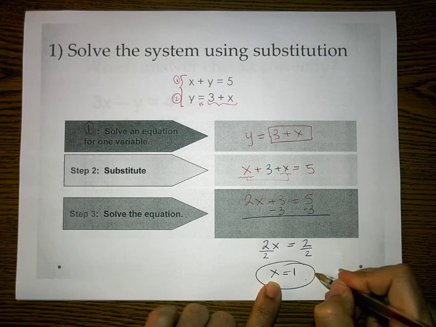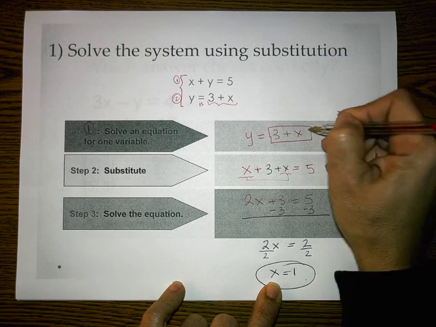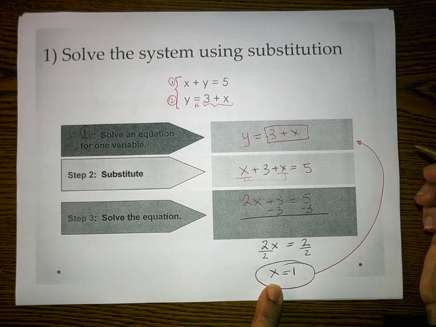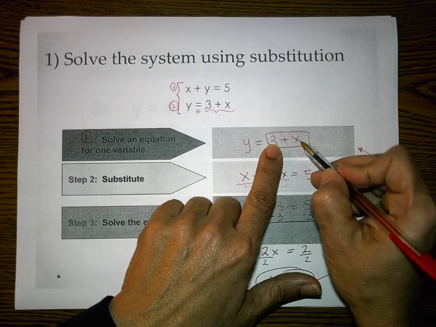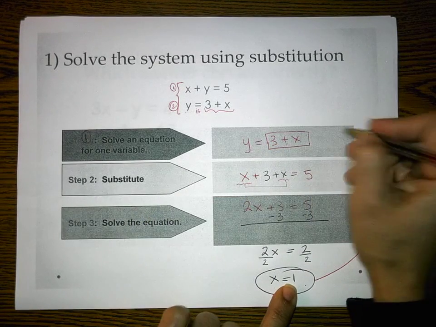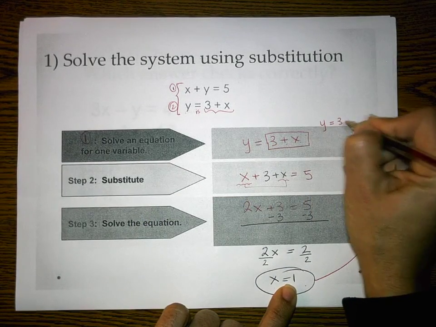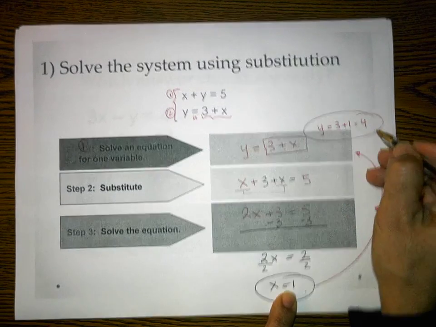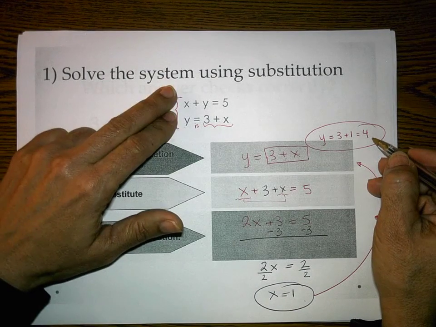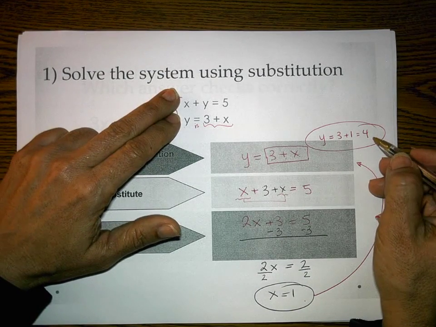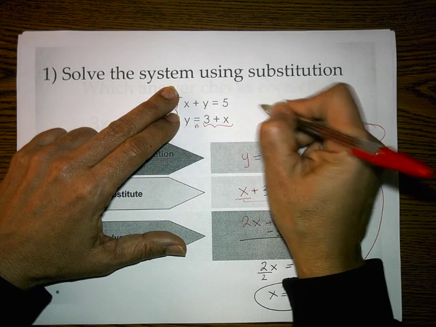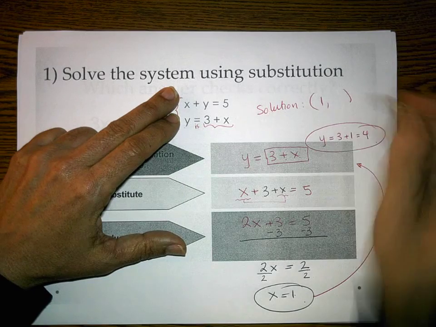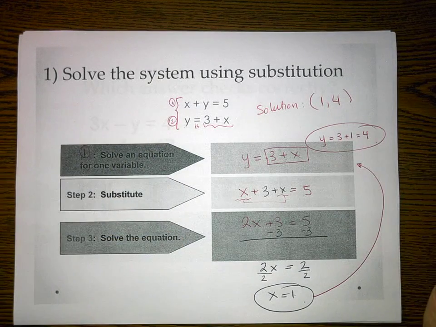Now that I know that x equals 1, I can come back to this very first equation and solve it for y. So y is 3 plus x, but x equals 1. So y equals 3 plus 1, which is 4. Now I know that y equals 4. Remember when we were graphing the two lines? We gave the answer as an ordered pair. Well, we need to give the answer as an ordered pair. So the solution for this is x equals 1 and y equals 4. Okay, that's how you show the solution.